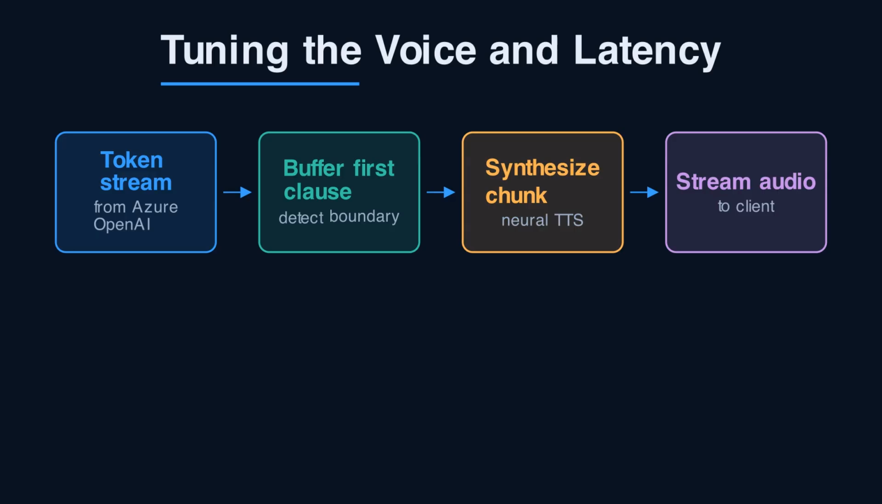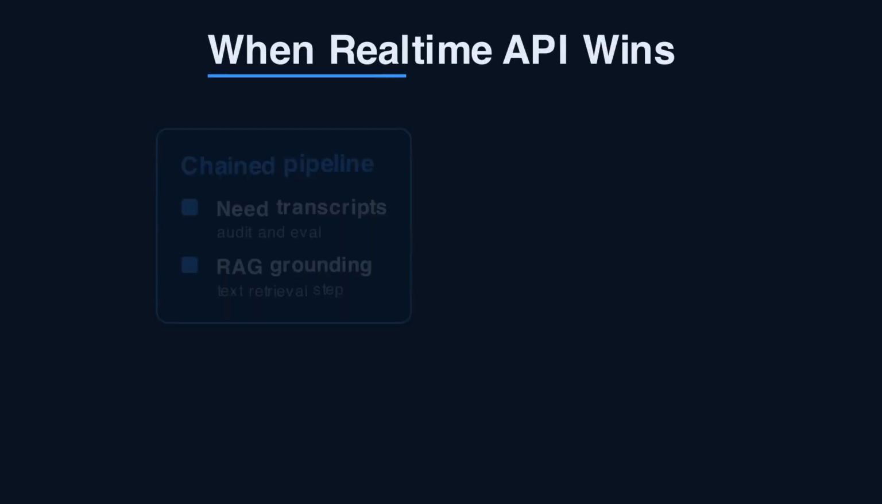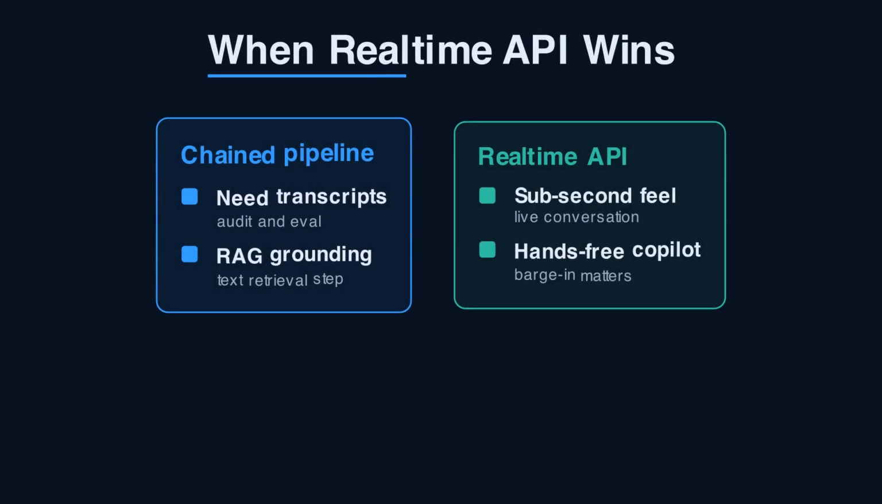A practical rule of thumb: start synthesizing on the first clause, and you'll cut perceived latency dramatically without changing your model. Choose the chained pipeline when you need transcripts, retrieval grounding, content filtering on text, or tight per-stage cost control, and when a 1 to 2 second response is acceptable.